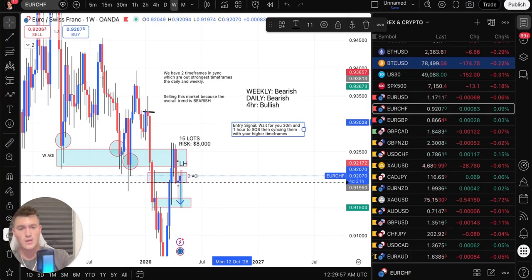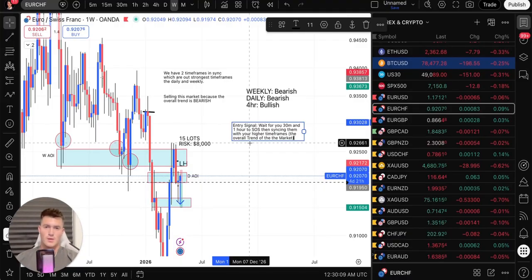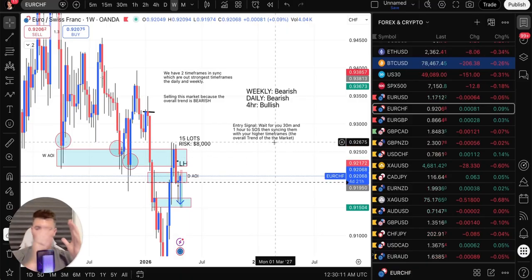which is the overall trend of the market. So if your higher time frames are all bearish and now your lower time frames are bearish, that's your entry signal to get in. Your 30-minute and your 1-hour shift of structure.